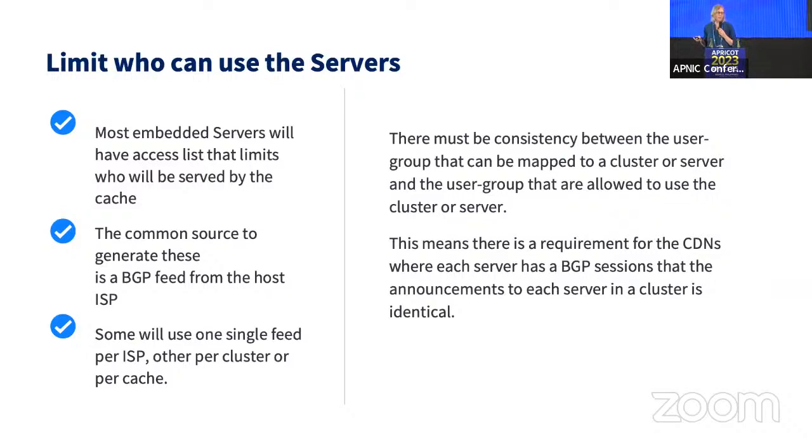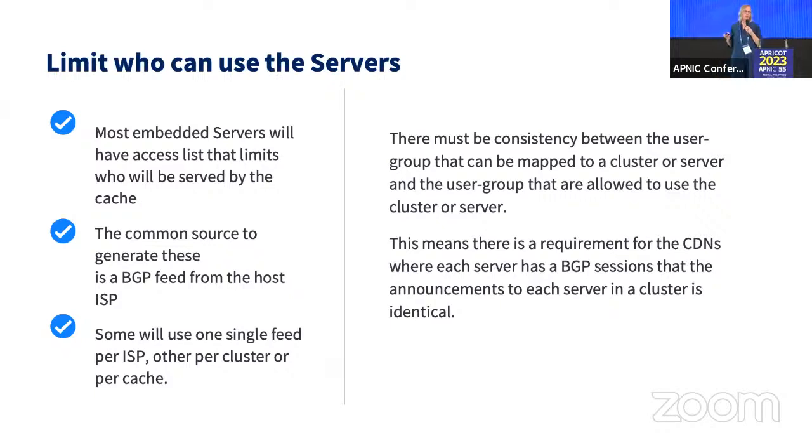Another thing is that the BGP feed is a way to limit the amount of users that can use the embedded servers. So why would you want to do that? Well, the idea of an embedded server is that the ISP gets a server for their customers, which means that the ISP has a way of determining who is allowed to be served from my caches or from my servers. Because they might not be interested in providing server traffic to their peers. Their peers might not actually want to have the traffic either. So the IP addresses that are announced using BGP typically are also used to build access control lists on the servers to say, well, these are the users that are allowed to be served from here.